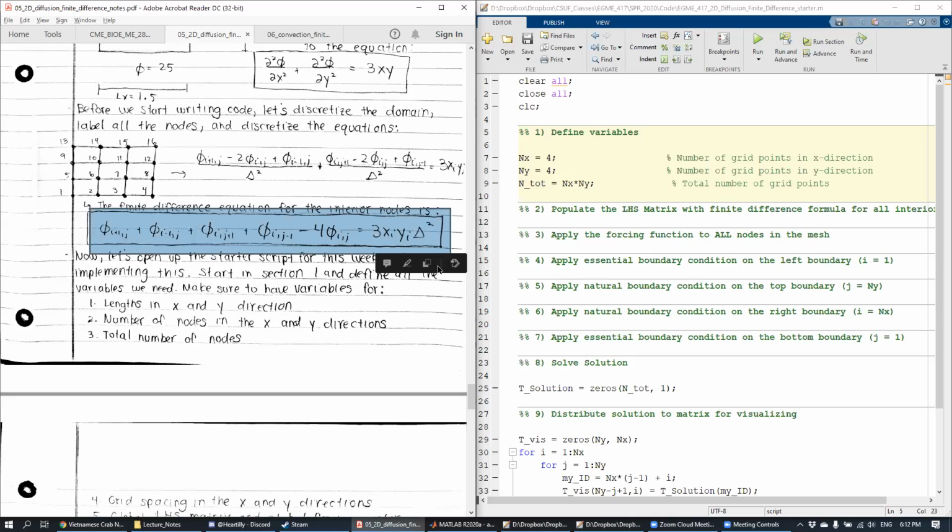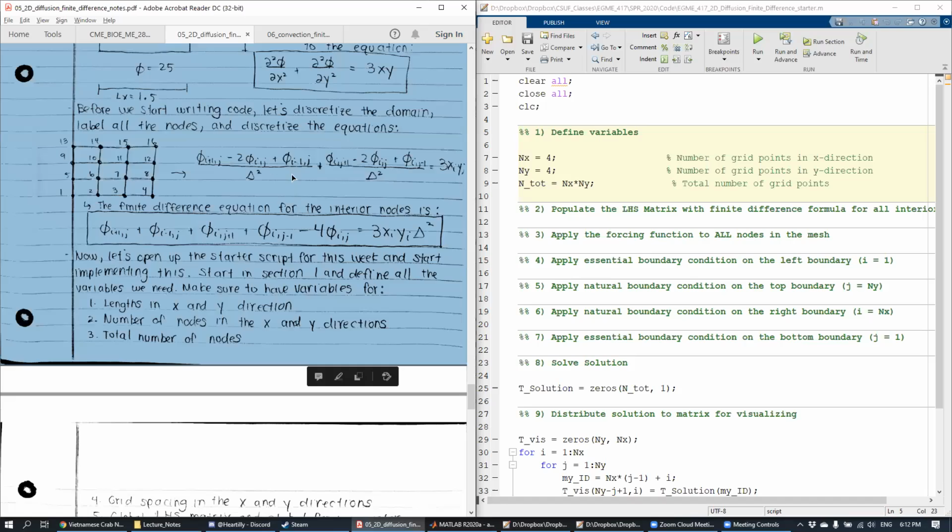And this is what we were working with last time. We have representation from all the 4 neighbors. Here we have I plus 1, so that's the right neighbor. I minus 1 is the left neighbor. J plus 1 is the top neighbor. J minus 1 is the bottom neighbor. And then we have the node itself, of course, with a -4 coefficient. And on the right-hand side, we have our source term and then delta squared. That delta squared comes from the finite difference approximation.